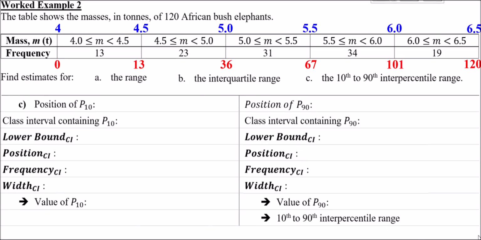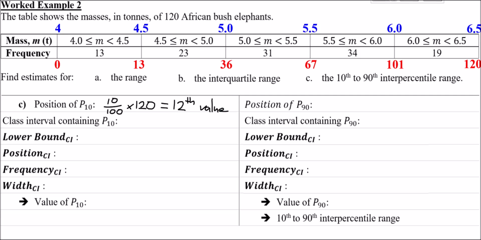For part C, we're talking about percentiles, in this particular case, the 10th and the 90th percentile, and then the 10th to 90th interpercentile range. So the first thing we need to do for this one is to calculate the position of P10. Well, P10 stands for 10th percentile, so it's going to be 10% of the way along these elephants. So we work out 10% of the total elephants, which is 120, and 10% of 120 is 12. So we're wanting the 12th value.